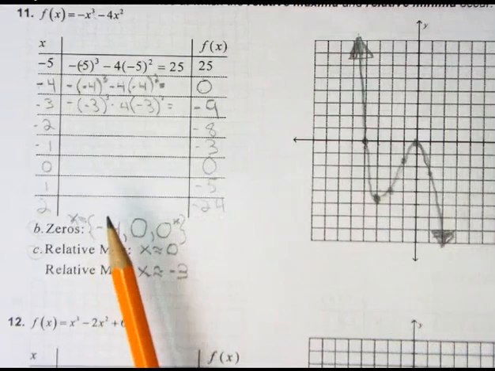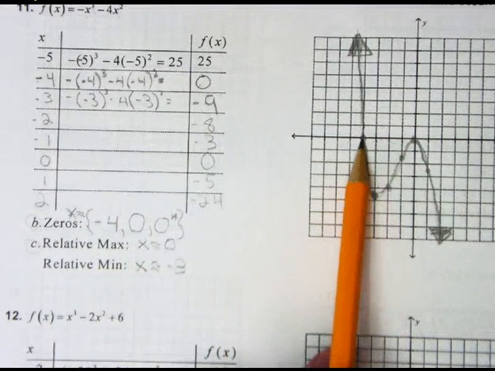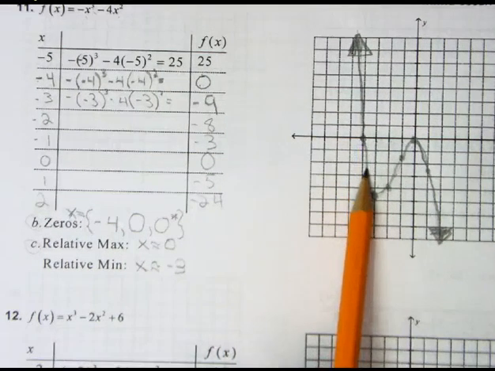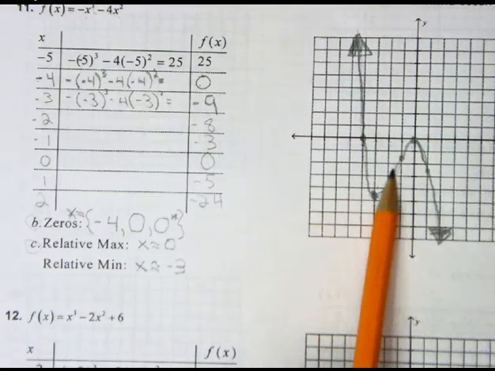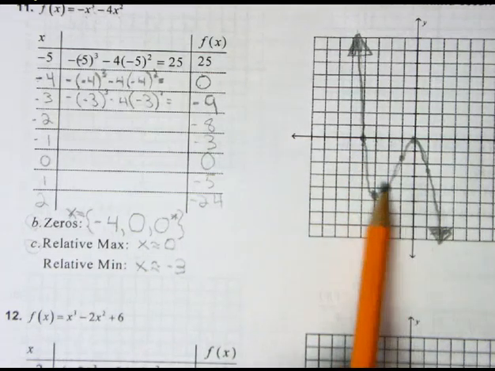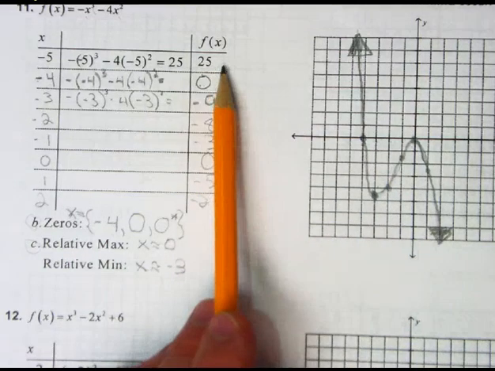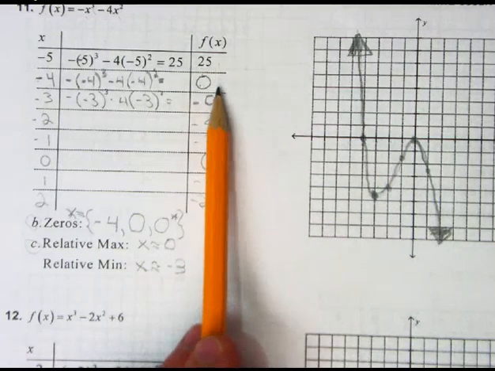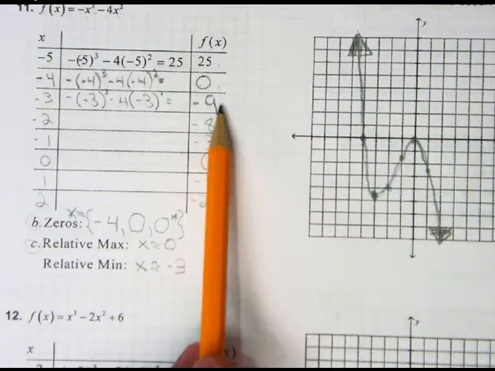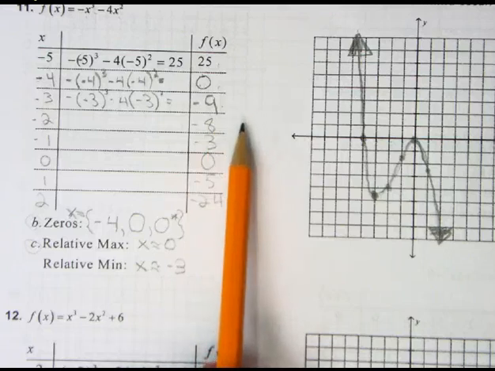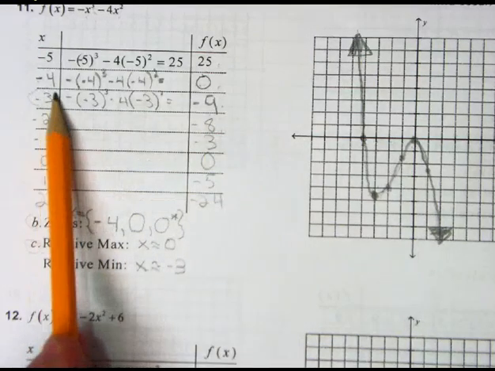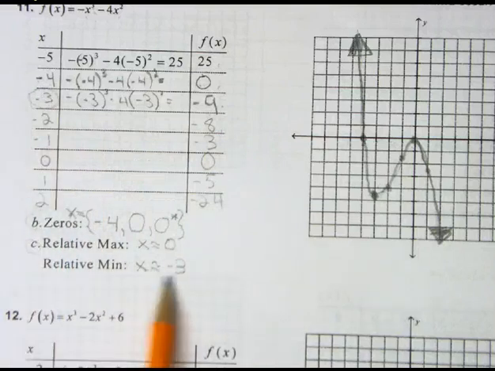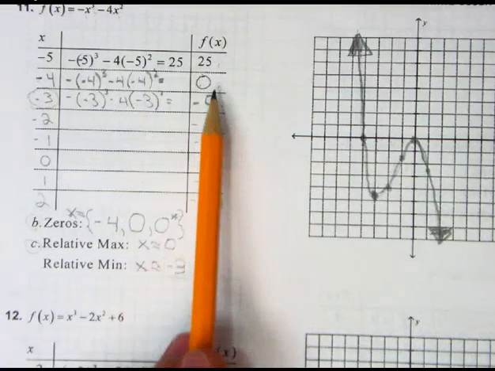Okay, so look at the behavior of the graph. The values of y are going down, down, down, down, down, and then they start going back up. Can you notice that in the table as well? Yeah. It's going from 25 to 0, it's going down. It's going to -9, it's going down. And then what happens? It goes back up. So I can tell at -3, that's that low point.